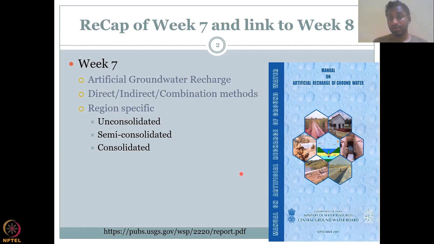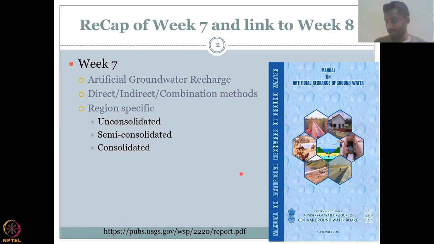Whereas your indirect method is where you pump in one region, and because of your extensive pumping, there is recharge or movement of water towards the well. You create the cone of depression and you can have indirect recharge. The best methods were found to be a combination of methods because most of these problems do not have one type of solution, and they should be region specific.